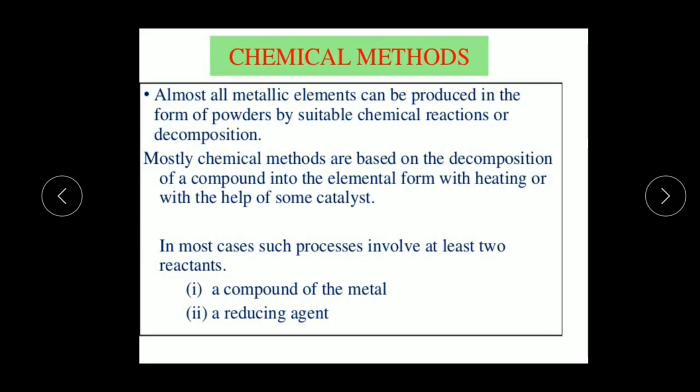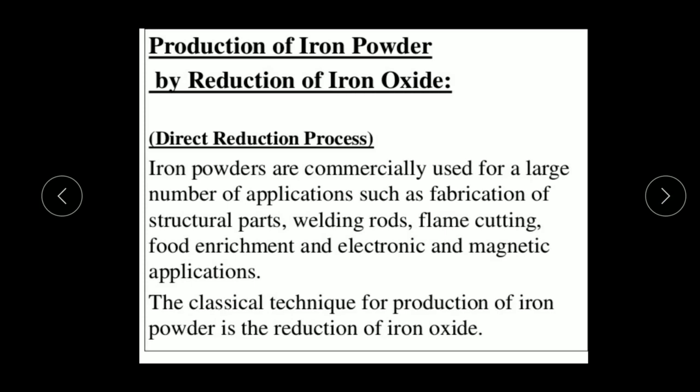Yes, let's move on to the next method to produce powders, which is the chemical method. Almost all metallic elements can be produced in the form of powders by suitable chemical reactions or decompositions. Most chemical methods are based on the decomposition of a compound into the elemental form with heating or with the help of some catalyst. In most cases, such processes involve at least two reactants, a compound of the metal and a reducing agent. One example we will take here is the production of iron powder by reduction of iron oxide. It is also called a direct reduction process.